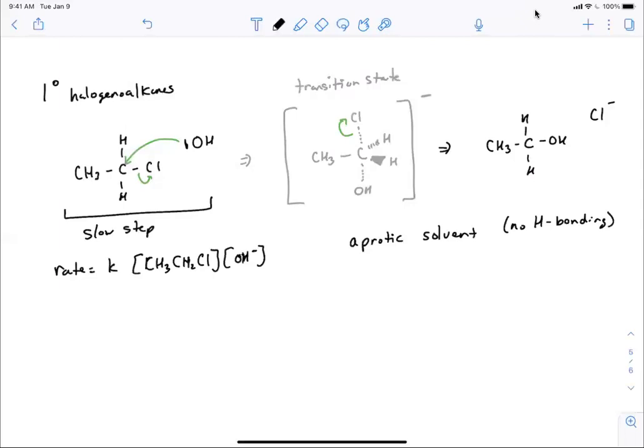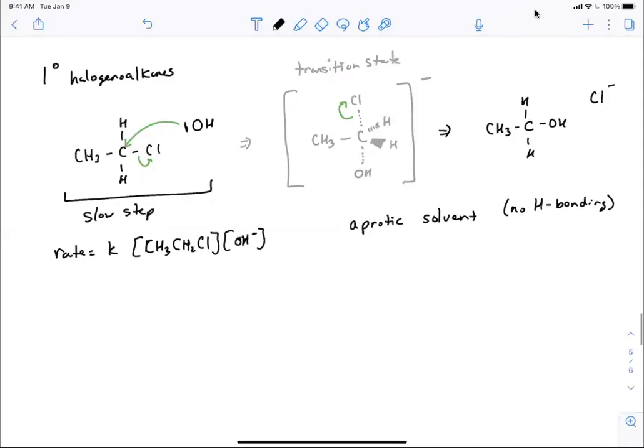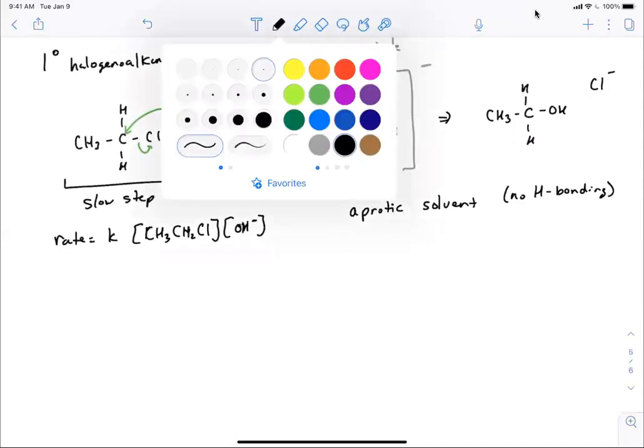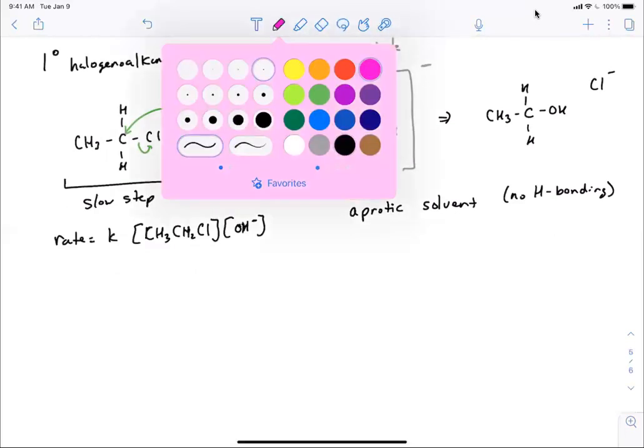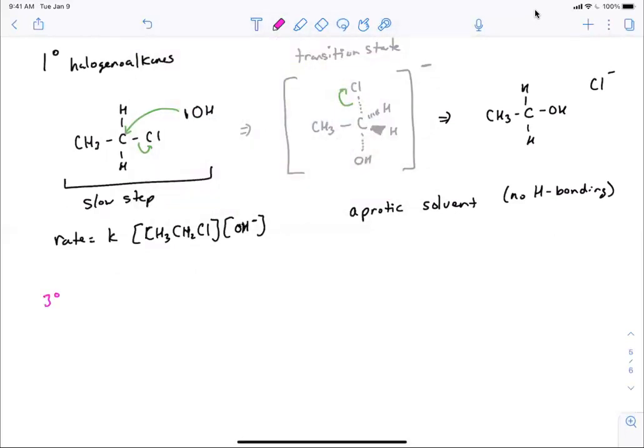So you need to have those arrows. You need to have the transition state for full credit in all those manners. It is something you're going to have to memorize. I don't know what to tell you about this. You have to memorize these things. There's no way around that.